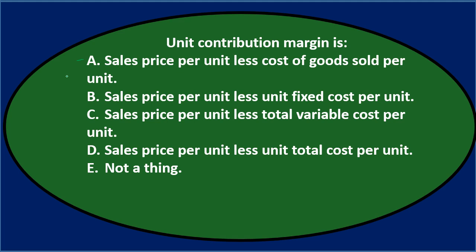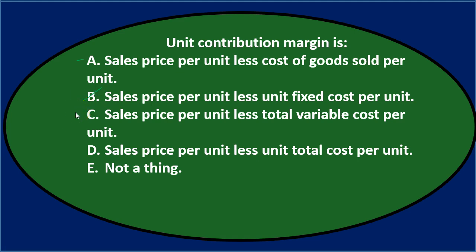B says sales price per unit less unit fixed cost per unit. So the sales price minus the fixed cost. That's a little bit backwards, because usually the fixed cost per unit is a kind of average, since the fixed cost stays the same no matter how many units we have. Usually we think about the sales, which change with the level of production, and the variable costs, not really the fixed cost. So it doesn't seem like B.